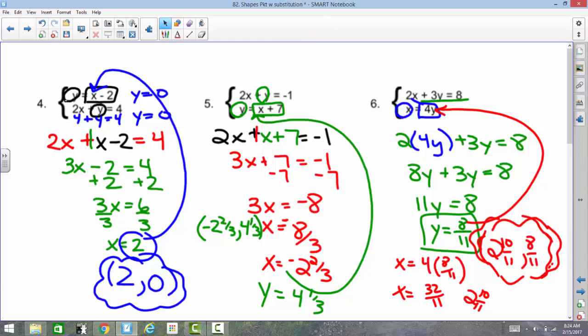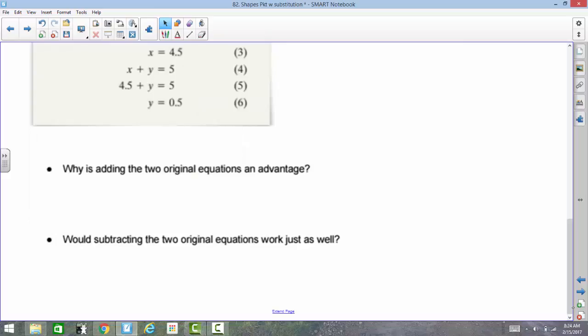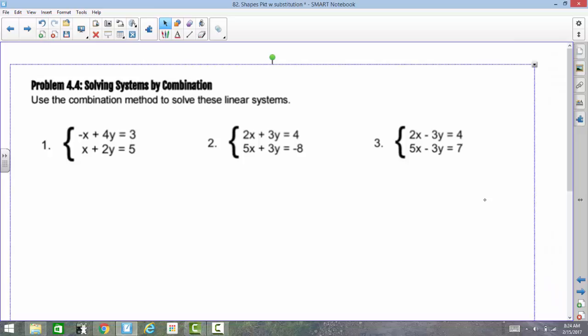Perfect. Okay, we're going to jump down to elimination now. So I think if you flip the page over, we'll just go straight to the problems. Yep, right here.